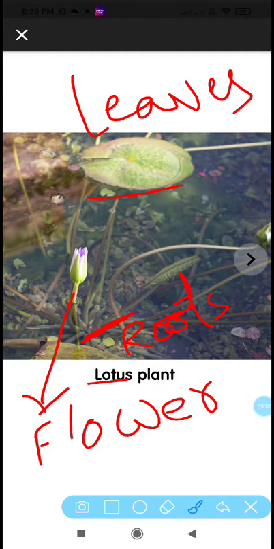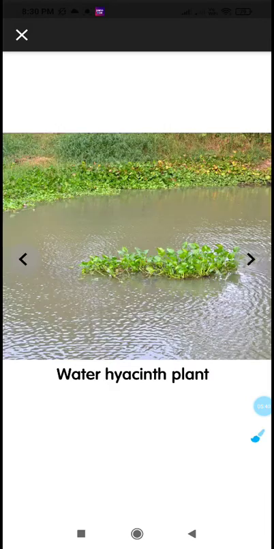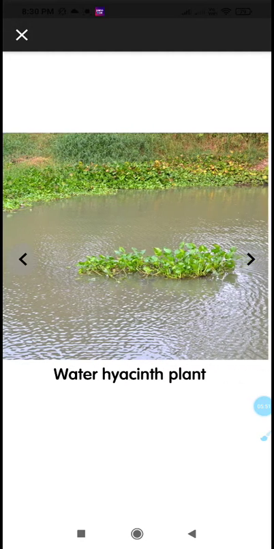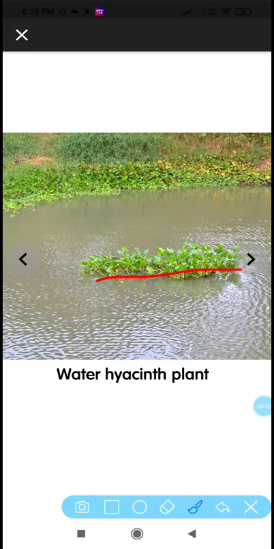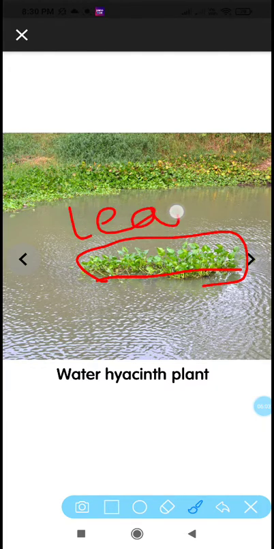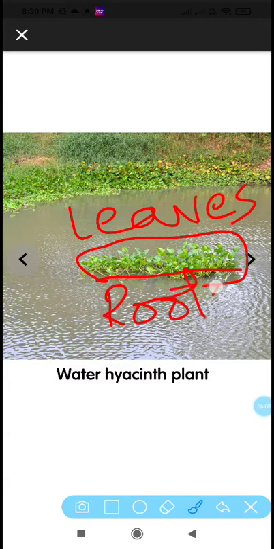So why are you not able to see the roots? I'll let you know after you complete your activity. You can give me the answer yourself. So when I show the next picture, try to identify the parts you are able to see here. You are able to see only the leaves. Only leaves are visible. And what about the roots? Are you able to see the roots? You couldn't find the roots of these plants.